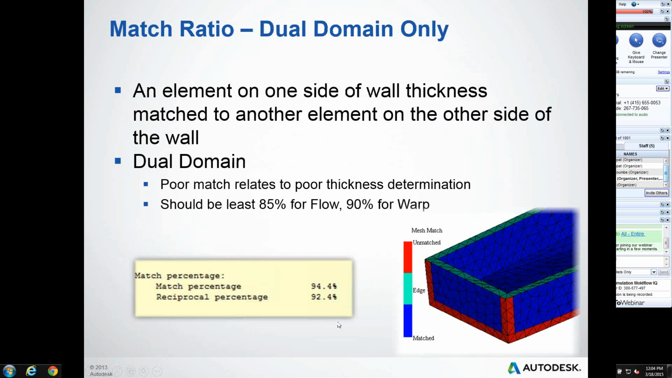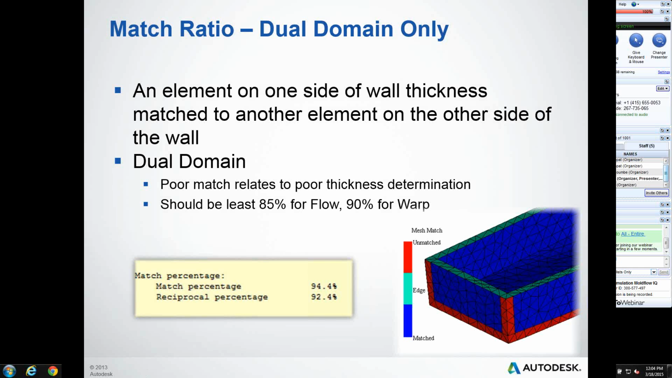We can see a good representation on these geometries, again, by looking at the match ratio. And we've got some pretty good rules of thumb that go along with this. We want to look for about an 85% match, meaning that 85% of these elements match on the wall so we can get a good measurement of thickness. We want to make sure that it's about 90% for warp. And you can see that as part of the statistics window inside of Moldflow.